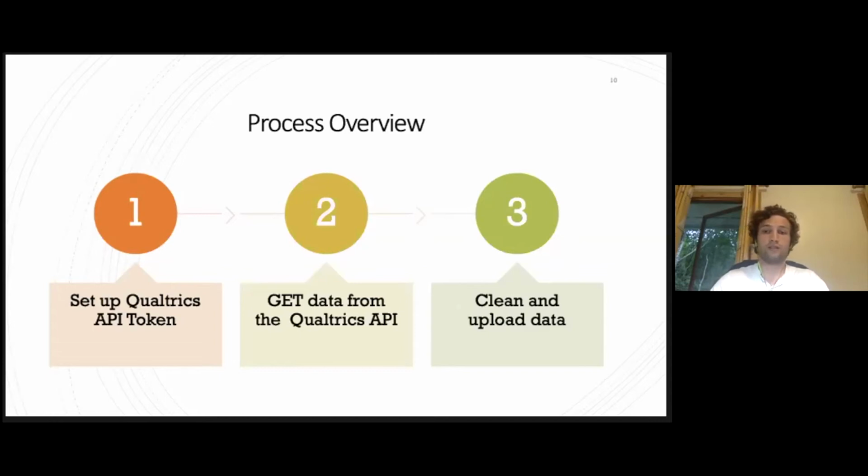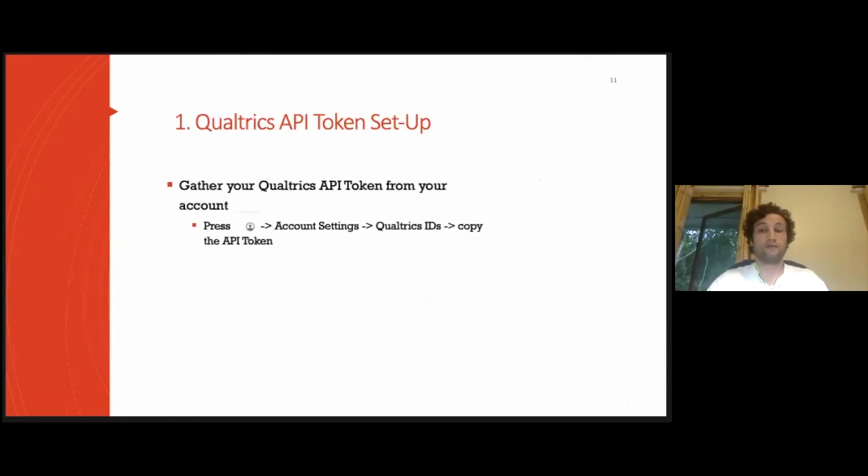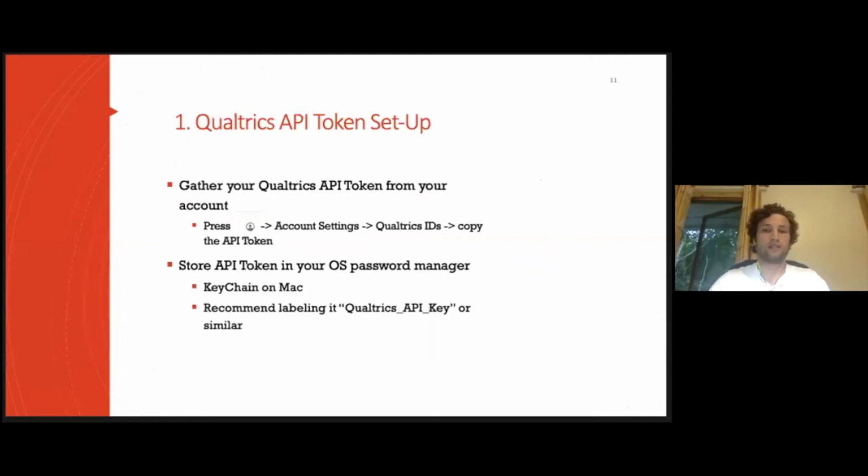From there, I'll show you how to use our code and the Qualtrics API package, or sorry, the API token, to download data from Qualtrics. And then finally, I'll show you how to do some common data frame manipulation and data cleaning that you'll want to accomplish before uploading your data to Lava. So the first step, setting up the Qualtrics API token, is really comprised of two steps. The first is finding your API token in your Qualtrics account, and then storing the API token in your password manager. Let's go ahead and watch a short clip that demonstrates both of these steps together.